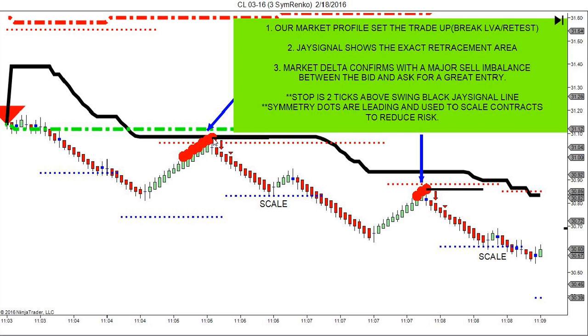Now I need to know the exact bar to get into. And that's where market delta comes in. So I use market profile to set the trade up. I use J signal to show the exact retracement area. And I use market delta to confirm the major sell imbalance between the bid and the ask.